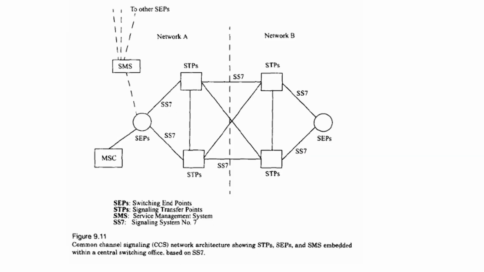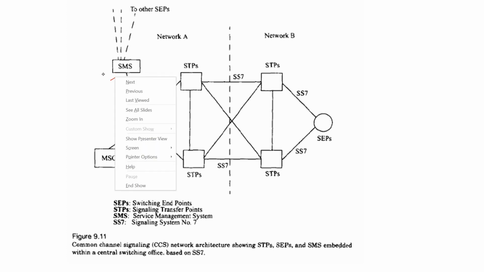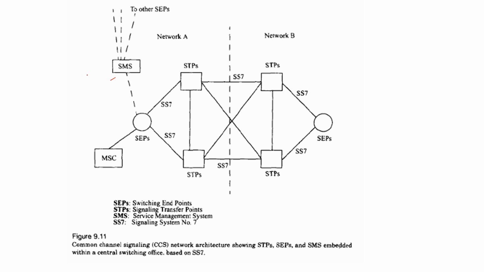This is the block diagram for common channel signaling. SMS is the service management system. This service management system connects all the endpoints, the service endpoints. SCPs are the switching endpoints. The switching endpoints are connected to the MSCs as well as the UEs. UEs are the user equipments.